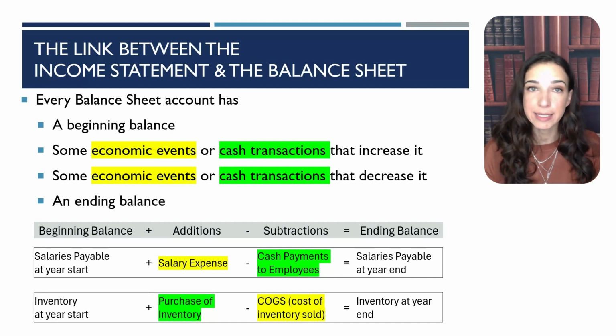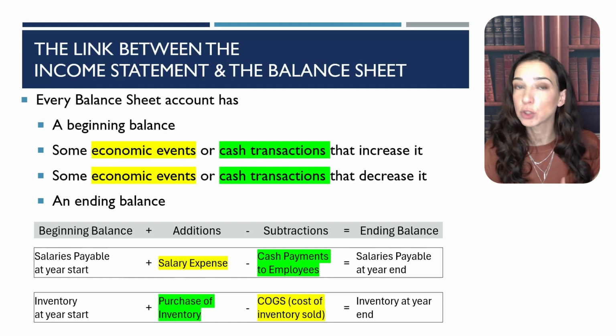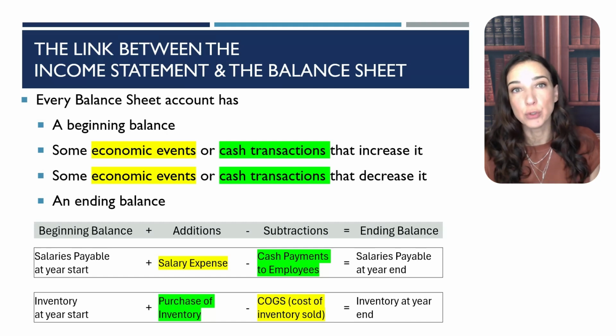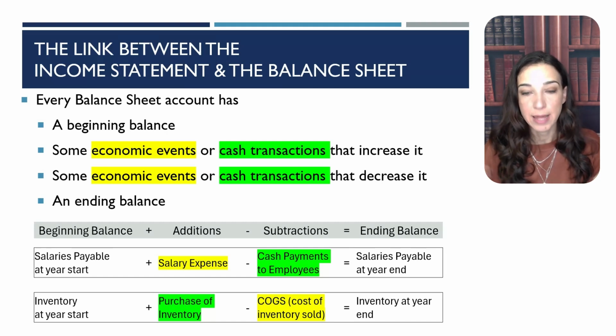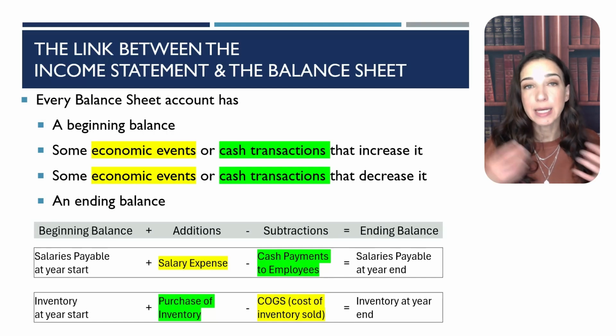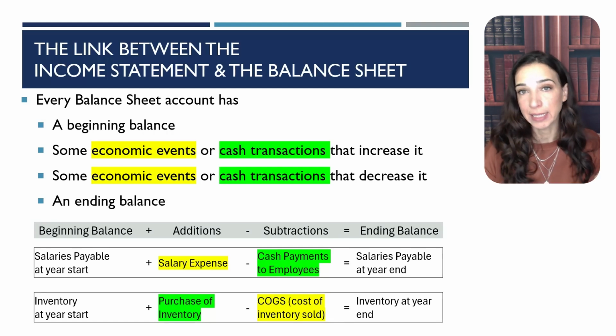What decreases the inventory account? The cost of goods sold, which is an income statement item that reflects the inventory that is sold during the period. What is the cost of it that is reduced from the asset inventory? And that gets us to the ending inventory at the end of the year. And we can apply this thinking to any asset or any liability or any equity account in terms of having a beginning balance, having some changes, and having an ending balance.